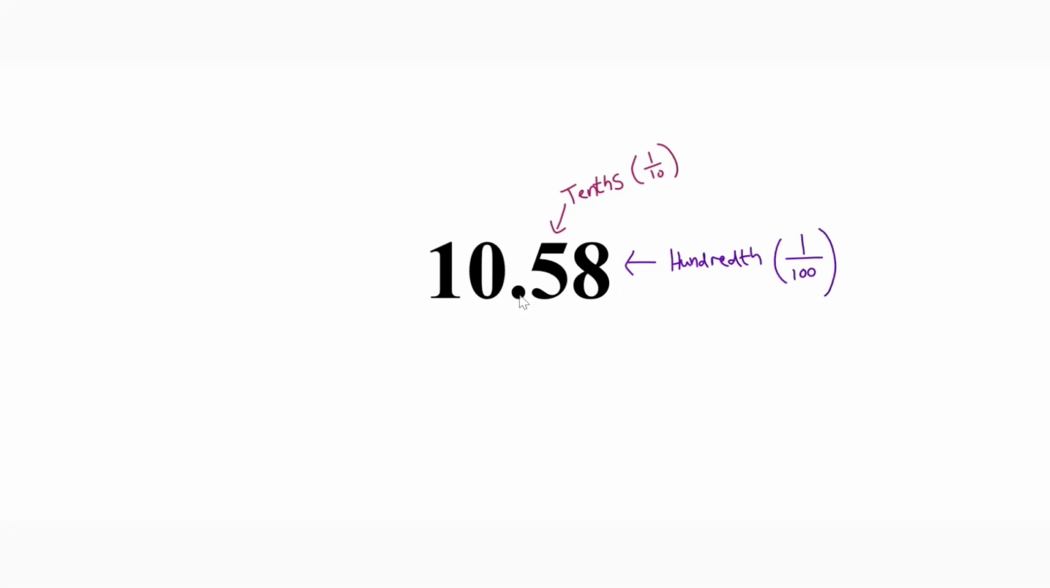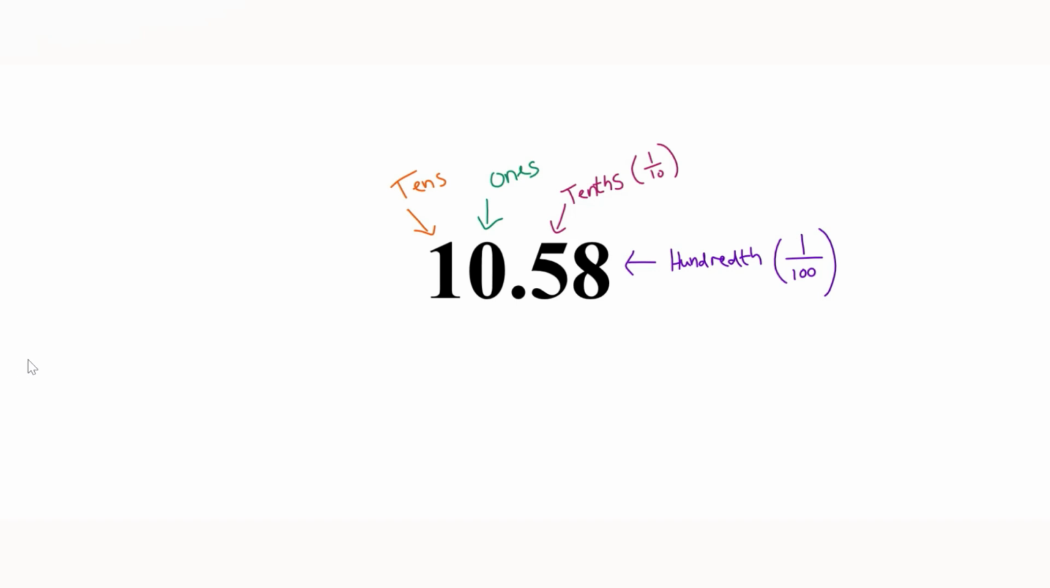Now, as we go further away from this decimal point, for each new digit, we will just add a 0 to the denominator, meaning the next digit after 8 will be a thousandth, the digit after that will be a 10,000th, and so on. This is ones, and this is tens.